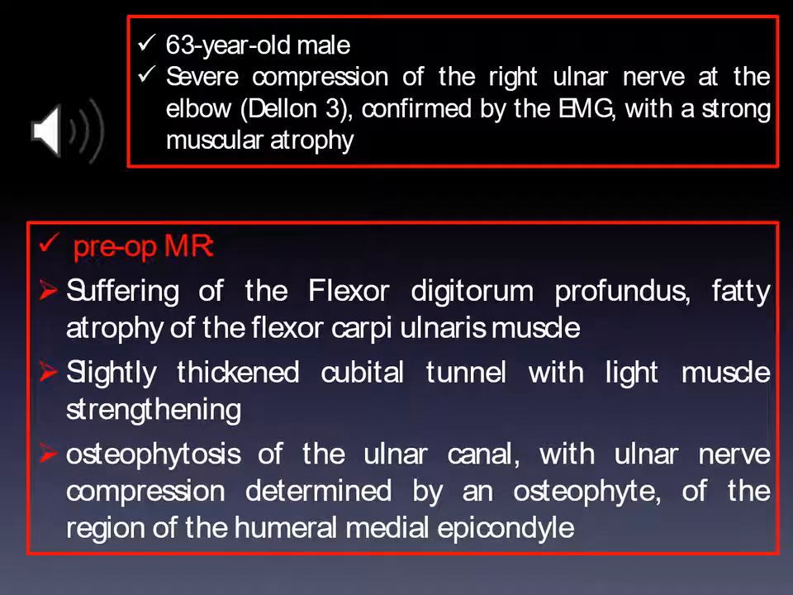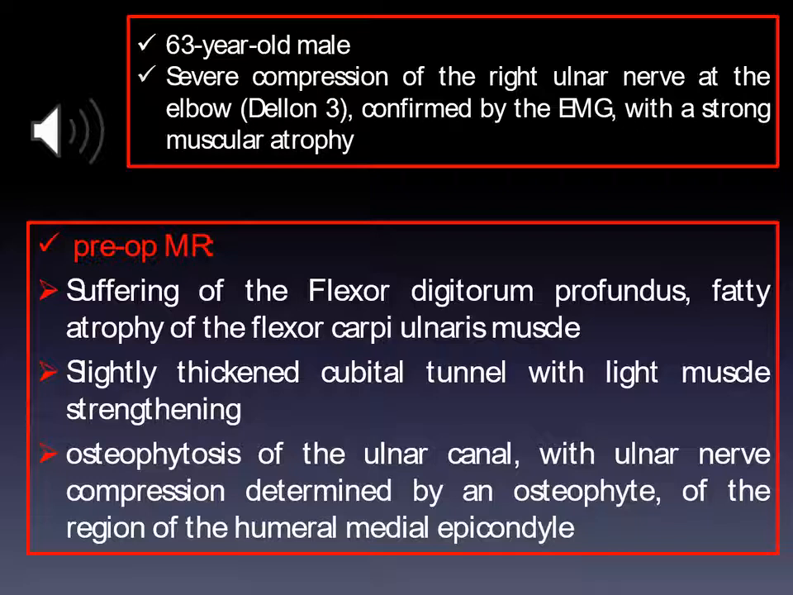Here we have a 63-year-old man with a severe compression of the right ulnar nerve at the elbow, Dellon 3, confirmed by the EMG, with a strong muscular atrophy. The preoperative MR shows a suffering of the flexor digitorum profundus, fatty atrophy of the flexor carpi ulnaris muscle. It also shows a slightly thickened cubital tunnel with light muscle strengthening.